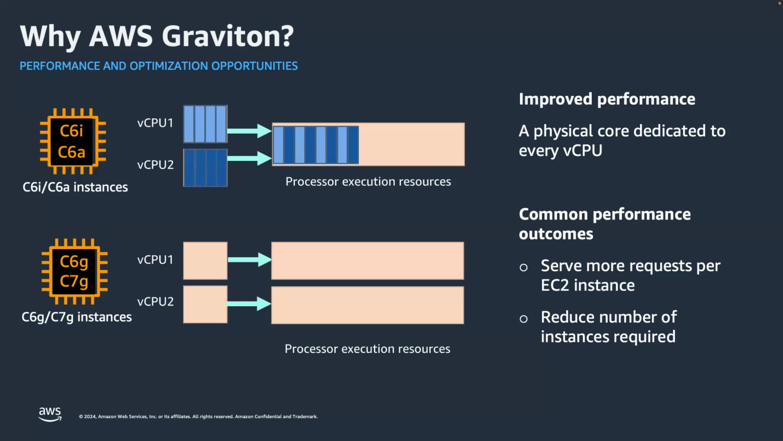And so for Graviton instances, we don't run this hyper-threading or SMT. Each vCPU is backed by a physical core. So not only are they 20% cheaper, we also give you double the amount of physical cores that you get with each EC2. That way they have isolated and dedicated access to their physical core, and they don't have to contend for the resource.